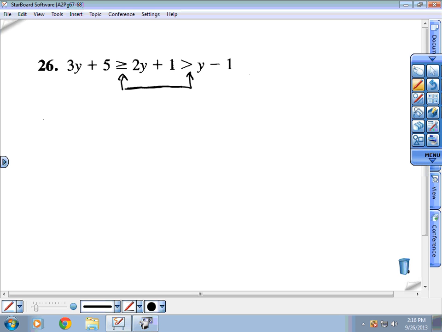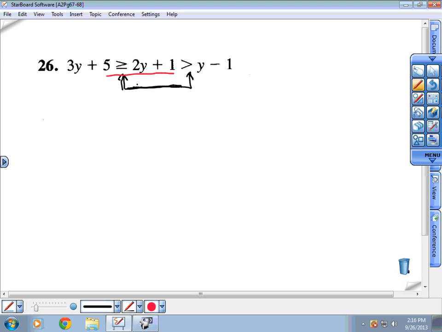2y plus 1 is less than or equal to, even though that's a greater than or equal to sign, you're going to have to read it less than because you said this first. You said the 2y plus 1 first. So 2y plus 1 is less than or equal to 3y plus 5 and greater than y minus 1. So we're going to separate that into two separate equations.